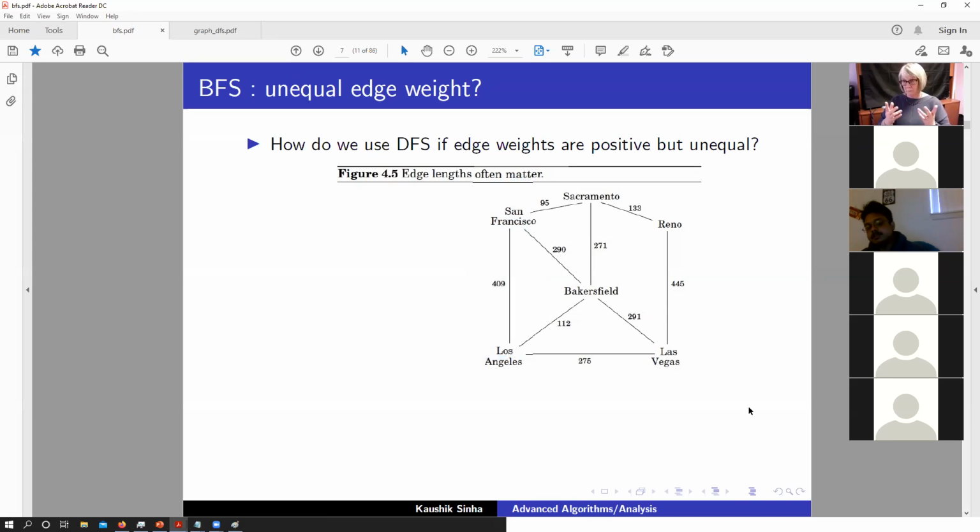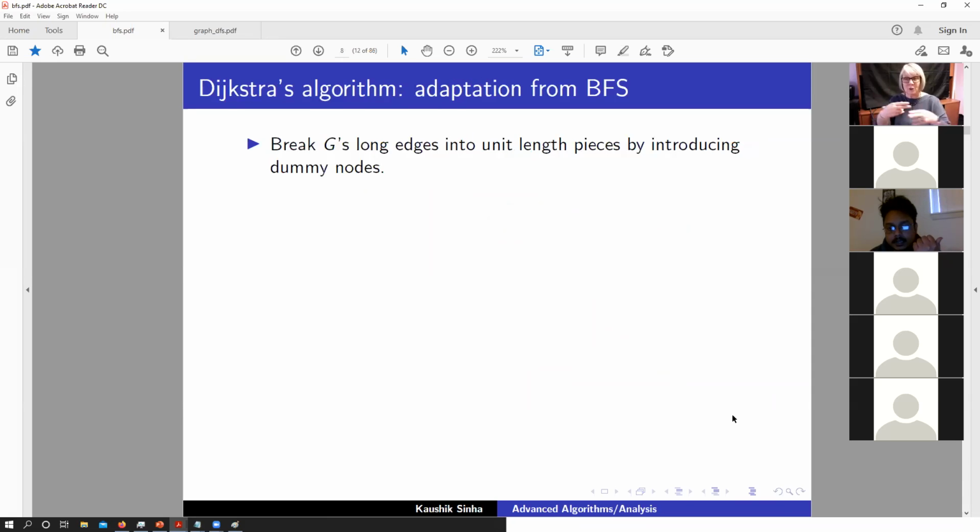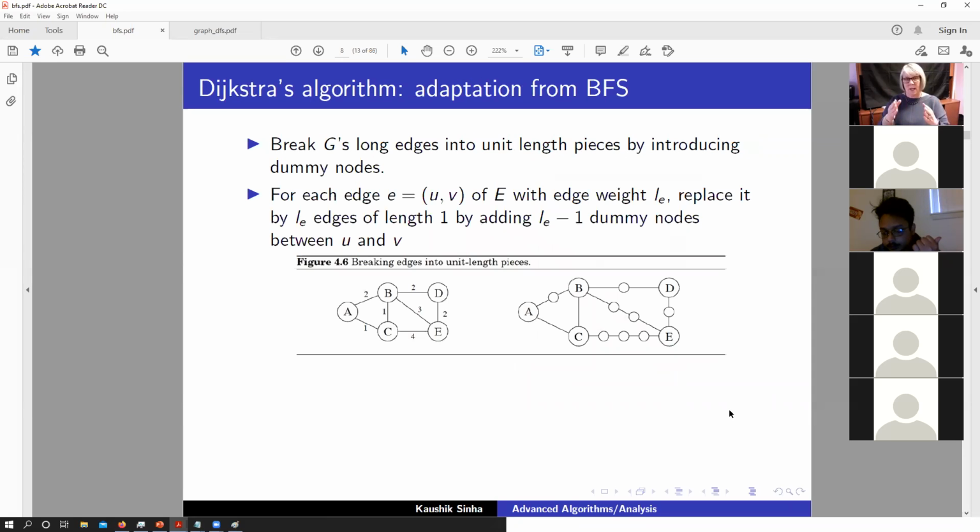So the BFS algorithm would not be able to find this, and that is why we need to have another algorithm that can take into account these sort of edge weights. So one easy way to apply BFS on such graphs, where graphs have multiple different unequal weights, is that we can insert sort of dummy nodes in your edges.